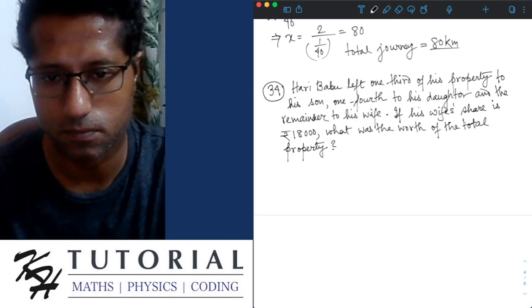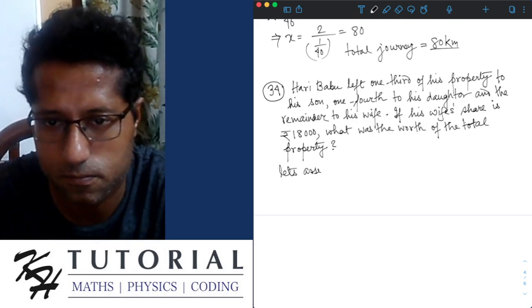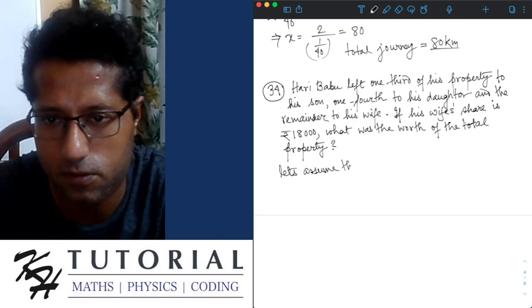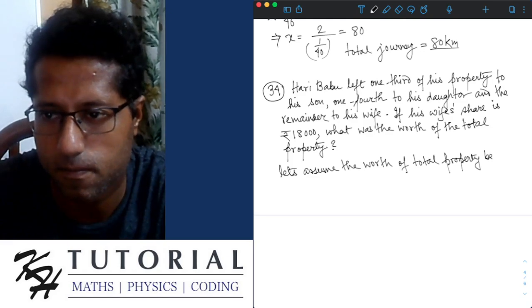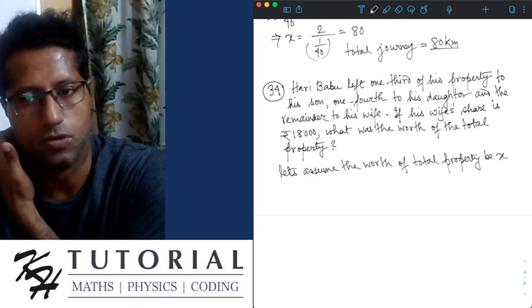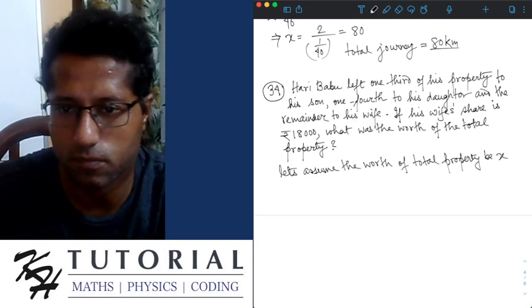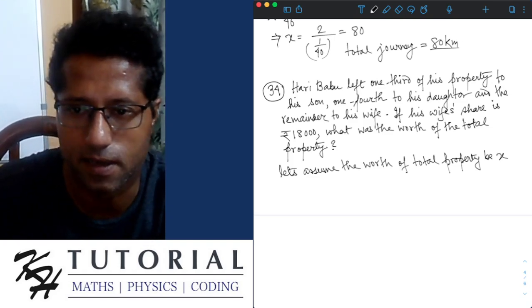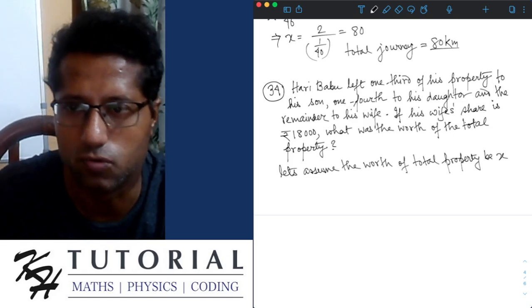So let's assume the worth of total property be x. So the units are in rupees, which I am omitting. I hope it's understood. So let's assume the worth of total property be x. Okay, now it says that Hari Babu left 1/3 of his property to his son.